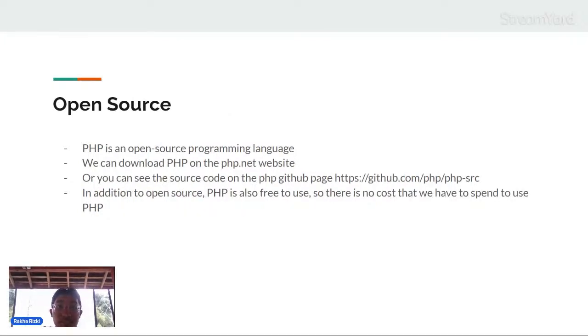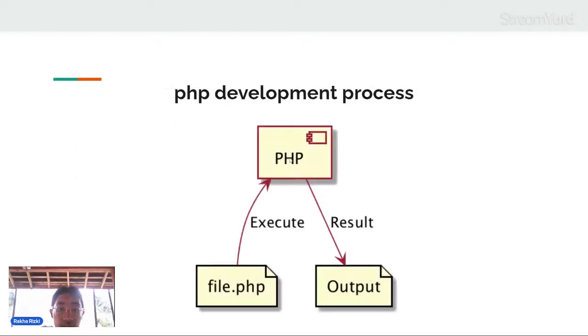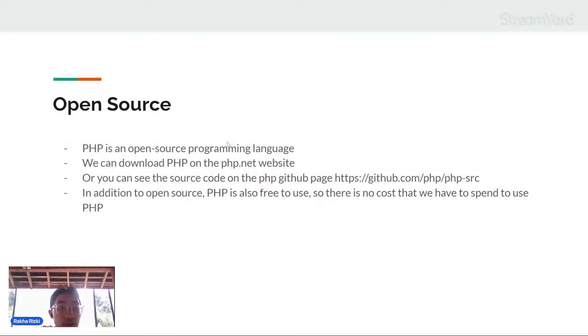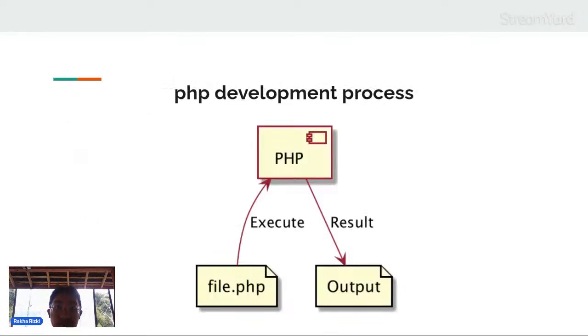PHP is open source, like I told you yesterday. It is an open source programming language, and we can download PHP on this site. You can see the source code of PHP at this GitHub link. In addition to being open source, PHP is also free to use, so there is no cost. We don't have to spend money to buy a premium pass to use PHP. It is totally free.